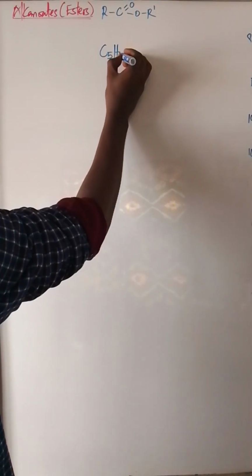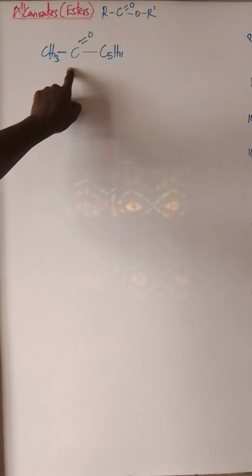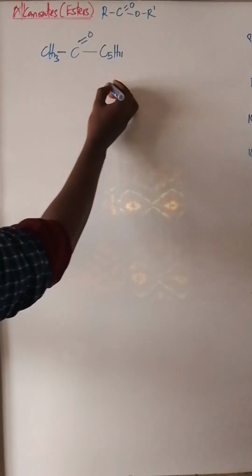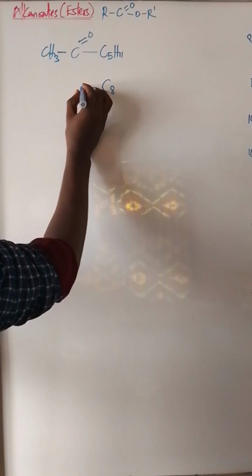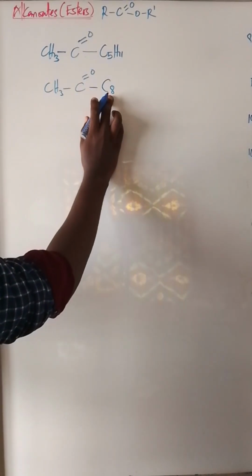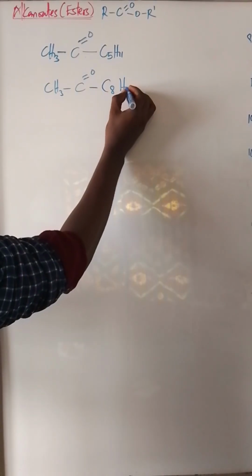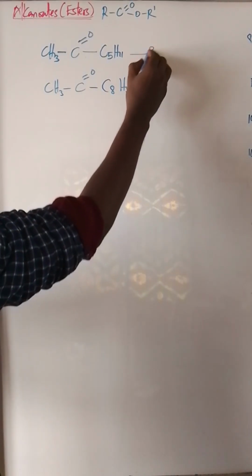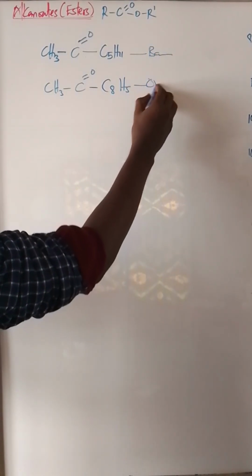For example, banana oil is gotten from pentyl ethanoate. Pentyl is C5H11. So ethanoate will be attached, so this pentyl ethanoate has the smell of banana, while octyl ethanoate has the smell of oranges. Octyl means you have 8 carbons. So smell of bananas, smell of oranges.